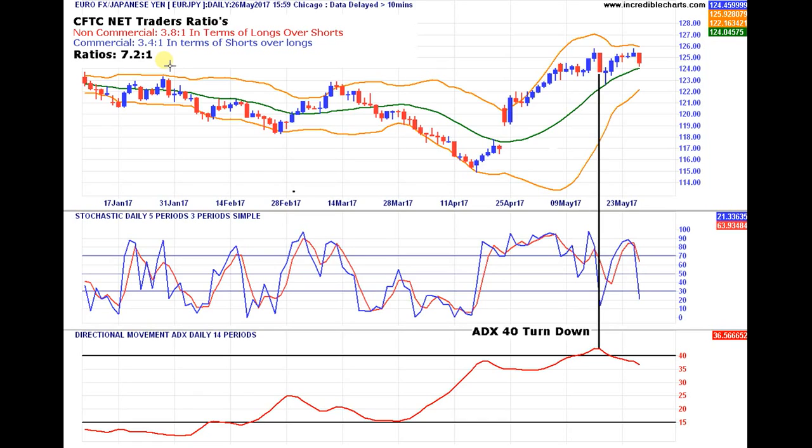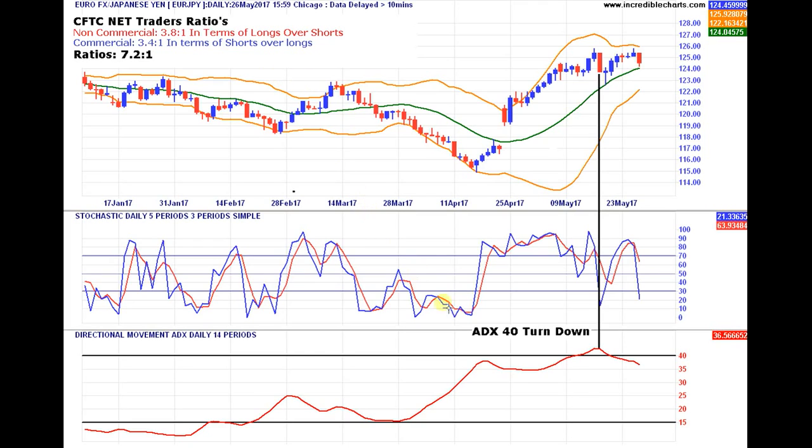Now, in terms of what we're seeing, just generally on the CFTC net traders, is the non-commercial speculators being bullish about the euro and generally bearish about the yen. But what we want to be, obviously, is with smart money commercials, and the commercials are accelerating their selling of the euro and buying of the yen.